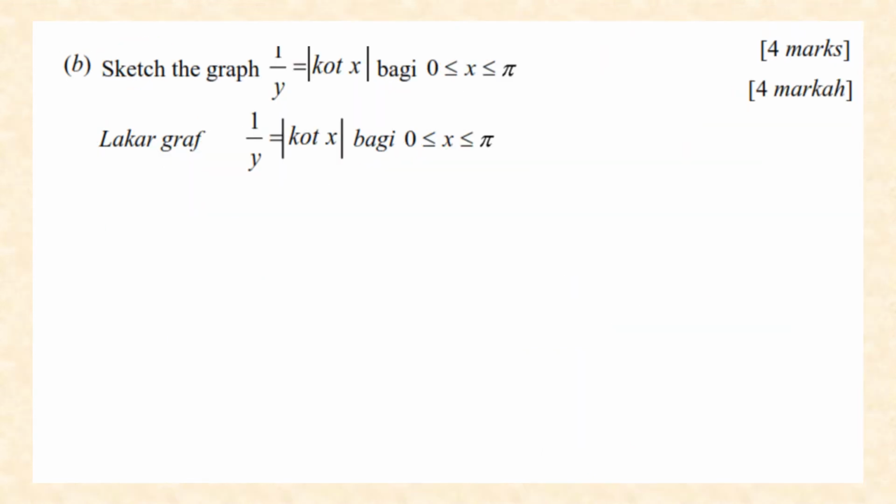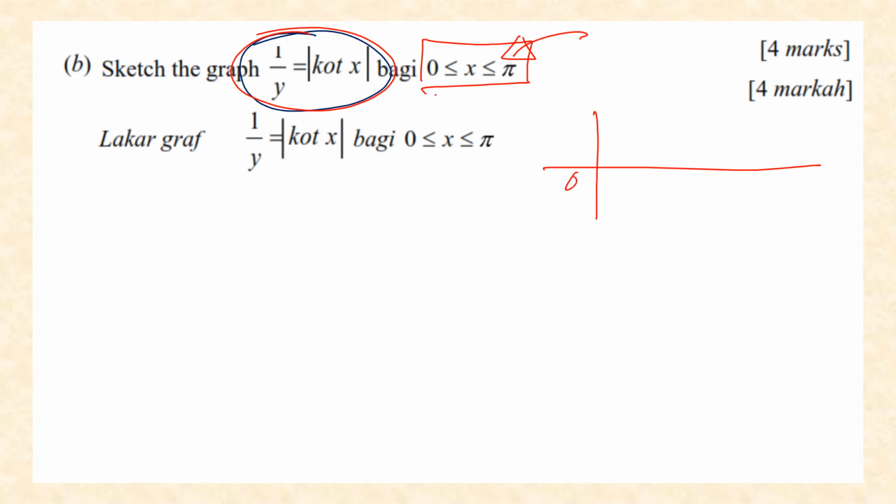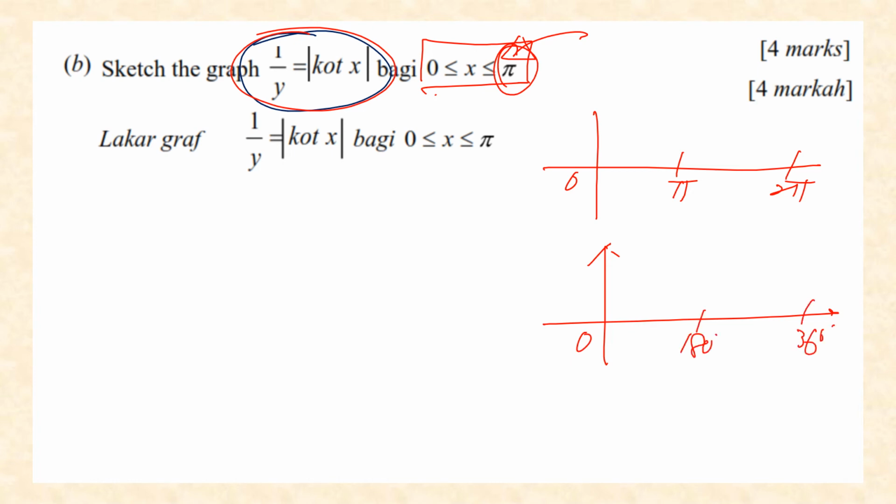It asks you to sketch the graph. The question says sketch the graph of this. This one looks a bit weird to us, right? And the question says in between 0 to 180 degree. When the range is given to you in pi radian, you should sketch your graph as 0, pi, and 2 pi. When the range is given to you in degree, then you are allowed to make it 180 degree and 360 degree, right? Otherwise, you have to follow the range given.